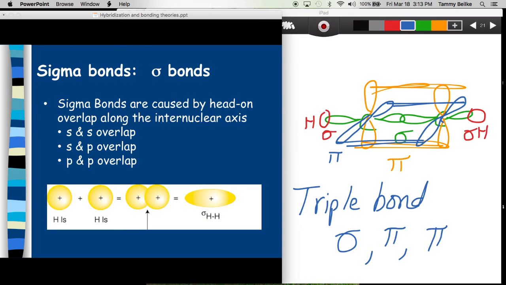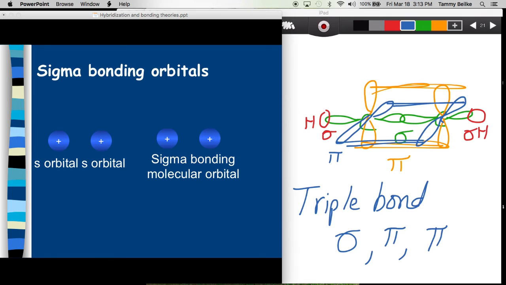All right, so really what do I need to know about this? Because this is really complicated, Mrs. Bilkey. I don't even know what you're talking about right now, right? Sigma bonds are the head-on overlap, and it's when you have an S and an S overlap, or an S and a P, or a P and a P overlap. You really don't need to memorize this. You just need to know it's head-on overlap, okay? And here's a little visual to show you that head-on overlap.